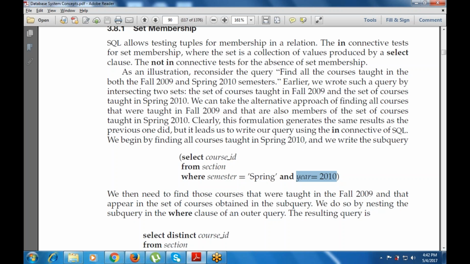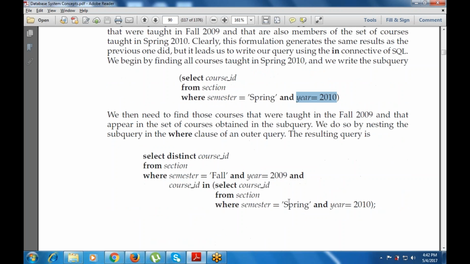We do so by nesting the subquery in the where clause of an outer query. So this is select course ID from section where semester equals spring and year equals 2010. The outer query is select distinct course ID from section where semester equals fall, year equals 2009, and course ID in select course ID. This inner query is known as the subquery or nested subquery, select course ID from section where semester equals spring and year equals 2010.